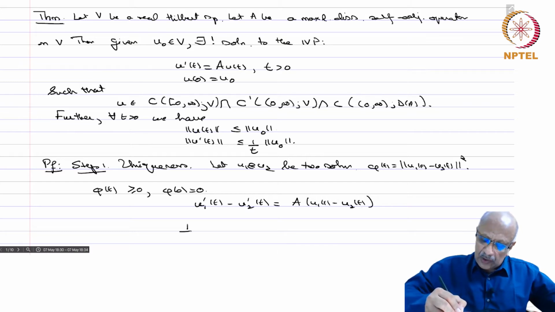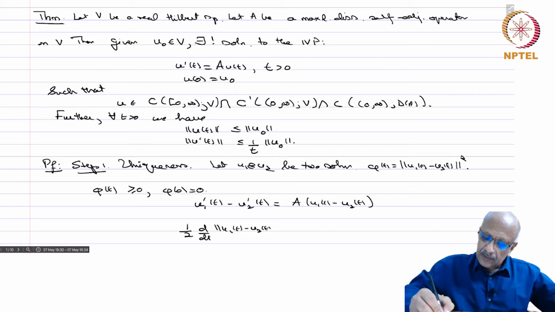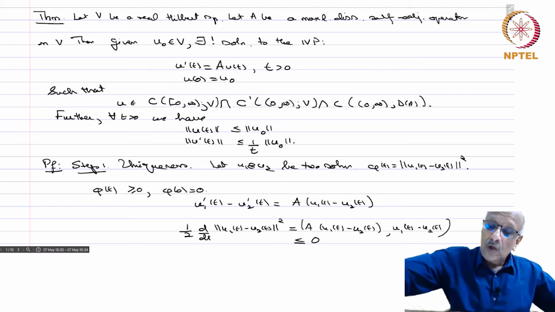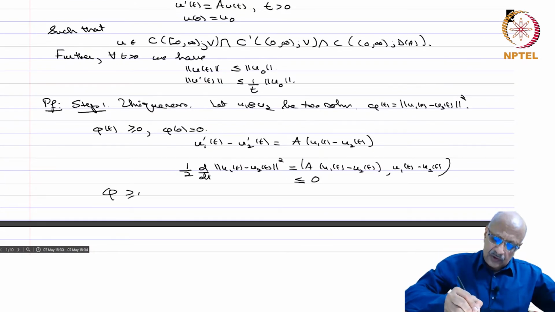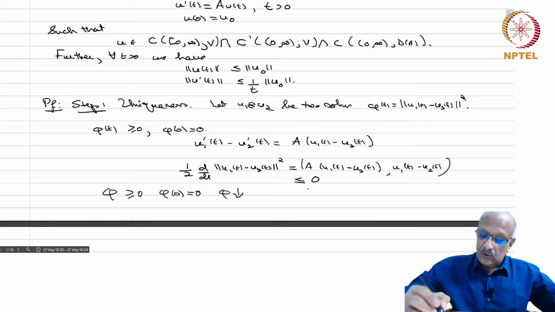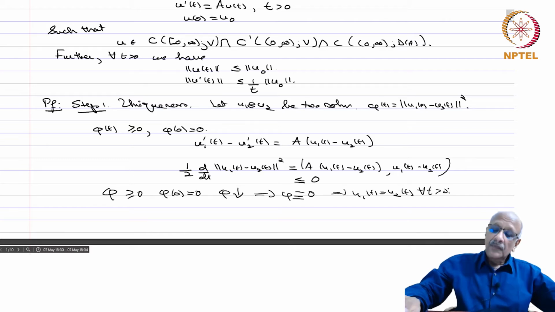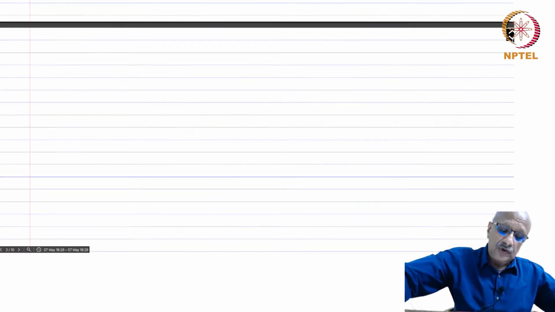so that will be 1/2 of d/dt of norm of u1(t) minus u2(t) squared, which is equal to (A(u1(t) minus u2(t)), u1(t) minus u2(t)), and that, by the dissipativity, is less than or equal to 0. So phi is non-negative, phi(0) is 0 and phi is decreasing because d/dt of phi is less than or equal to 0. So this implies that phi is identically equal to 0, that is u1(t) equals u2(t) for all t positive. Okay, so that proves the uniqueness of the solution in this case.